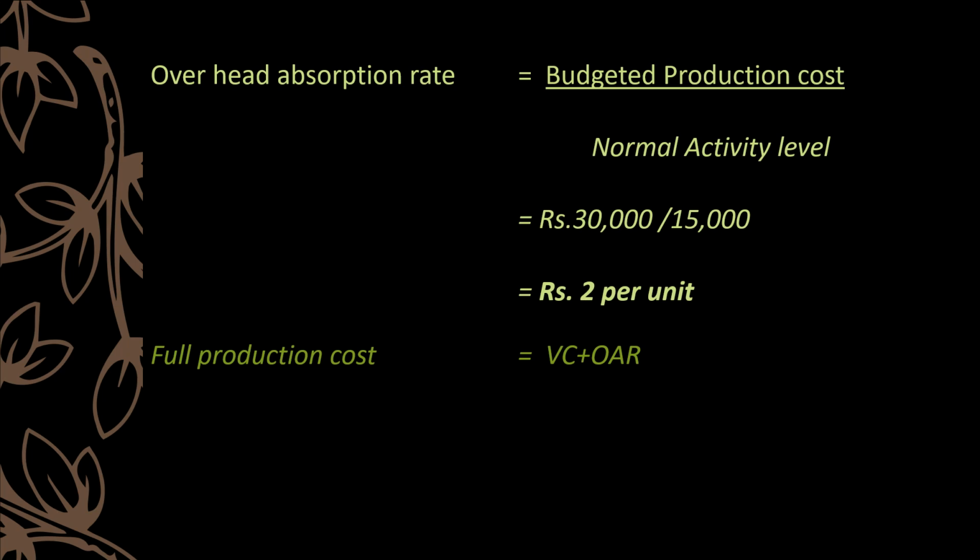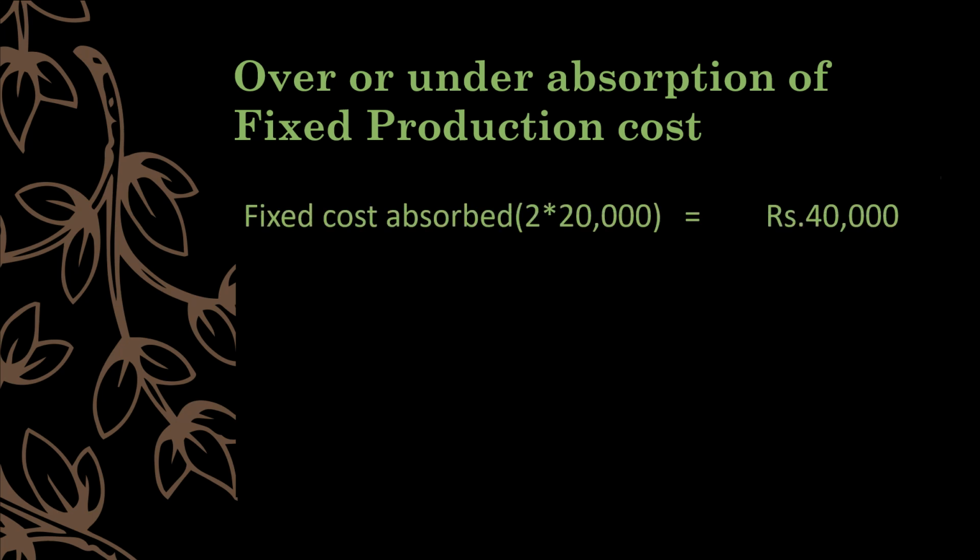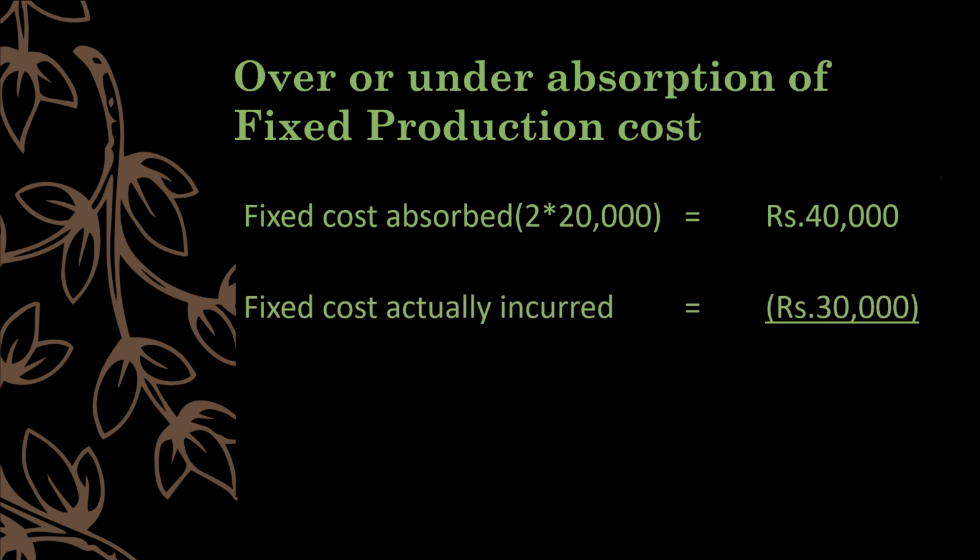Now let's calculate the full cost of production, which is variable cost plus the overhead absorption rate. That is 6 rupees plus 2 rupees. So the full cost of production is 8 rupees. Let's see what is the over or under absorption of the fixed production cost. First we have to take how much of the cost we have absorbed. For that we have to take the full production units of 20,000 into the overhead absorption rate, which is 2. So the ultimate cost is 40,000 rupees. From that we have to deduct the fixed cost actually incurred in this question, that is 30,000. So we can see the fixed production overhead over absorbed is 10,000.